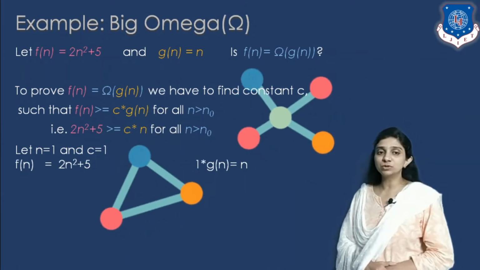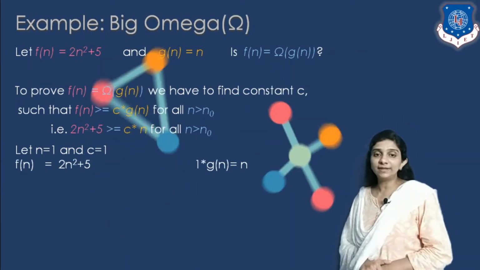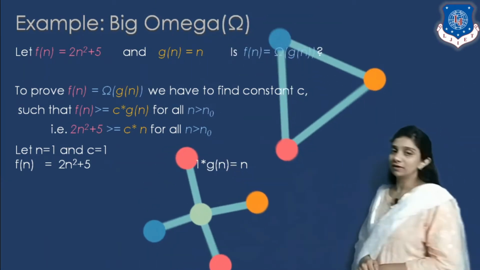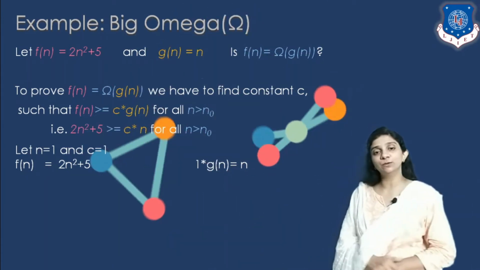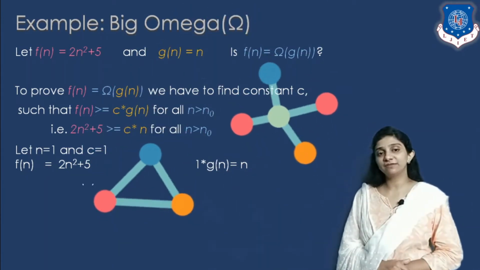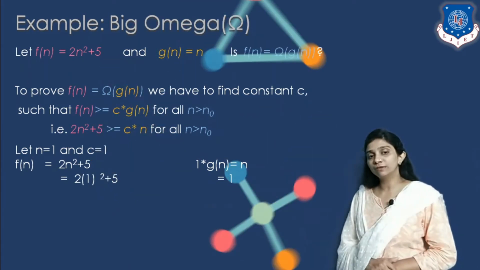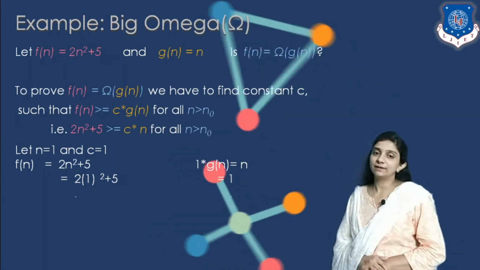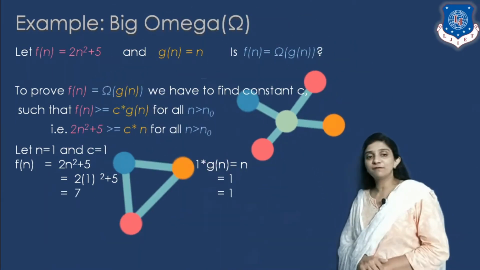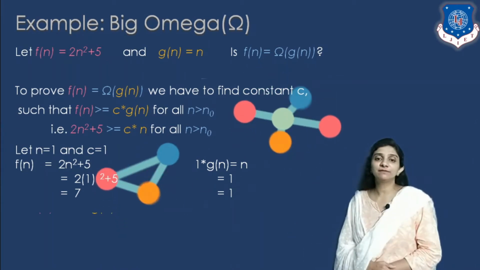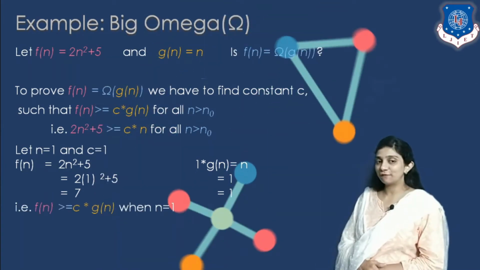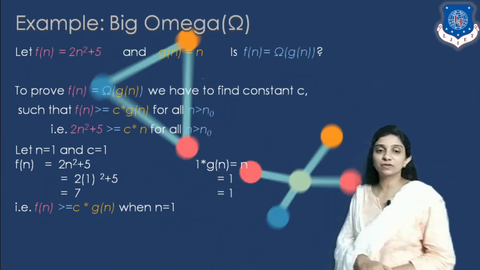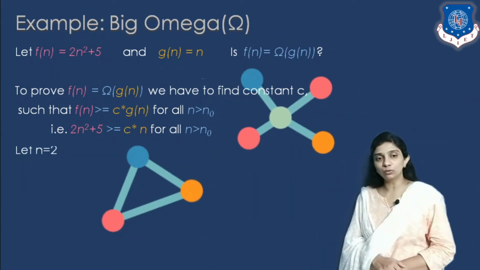So f of n is equal to 2n square plus 5, and 1 into g of n. This constant 1 we have decided by ourselves. So 1 into g of n is equal to n. Now we will put in n's value here. So 2 into 1 square plus 5 is my f of n, whereas 1 into 1 is g of n. So f of n's value is 7 and g of n's value is 1. We say that f of n is greater than or equal to c into g of n when n is equal to 1 and c is equal to 1.